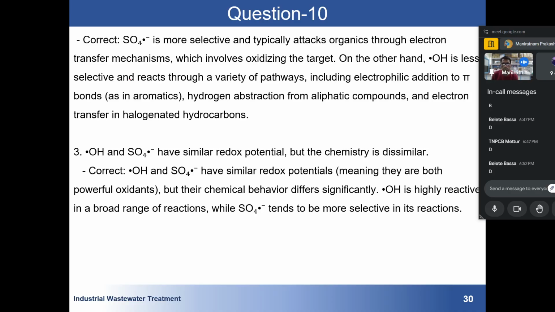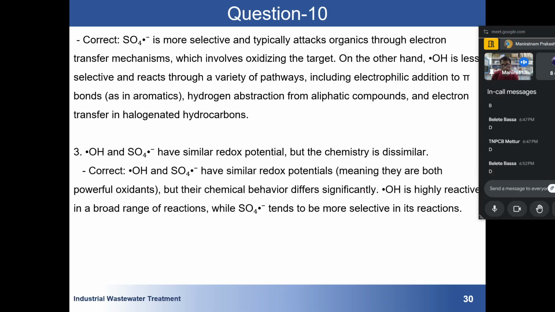On the other side, OH is less selective and reacts through a variety of pathways including electrophilic addition. That means there will be some kind of substitution, then transfer of electrons and all these things. With sulfate only the electron transfer mechanism is involved, but with OH radical more complex mechanisms are involved. Some of these mechanisms are addition to the pi bonds, hydrogen abstraction from aliphatic compounds, and electron transfer in halogenated hydrocarbons. So these are several ways by which OH radical attacks.